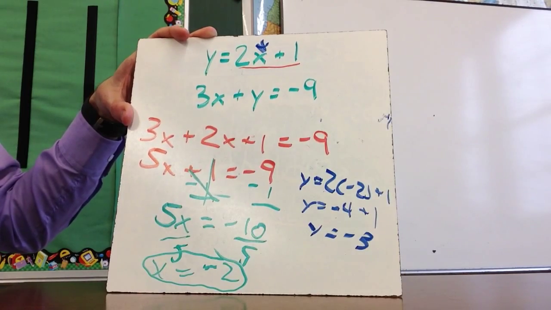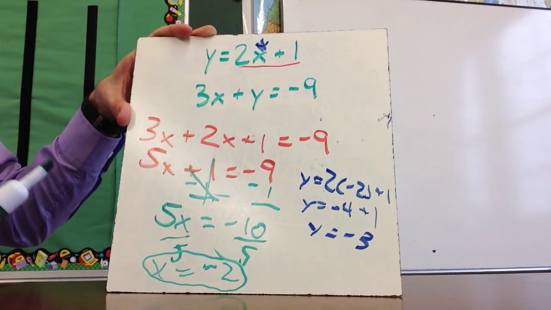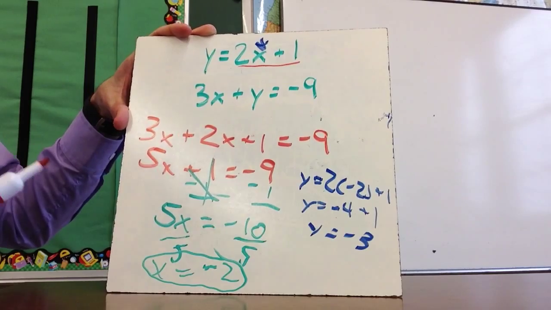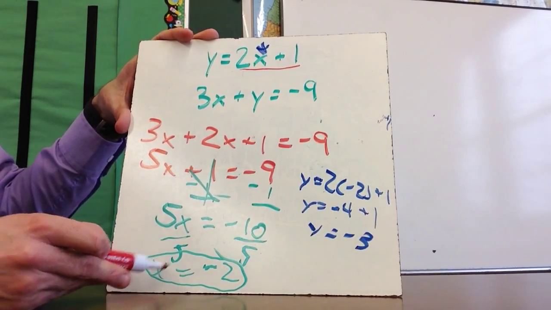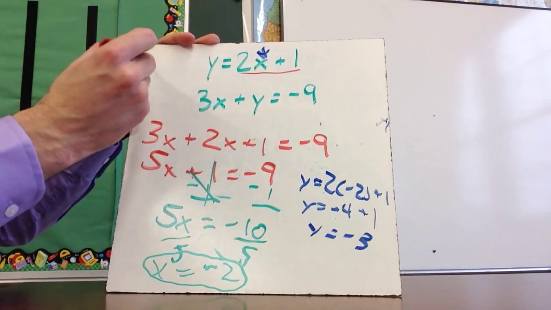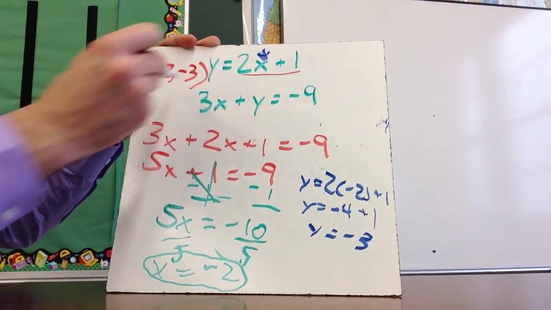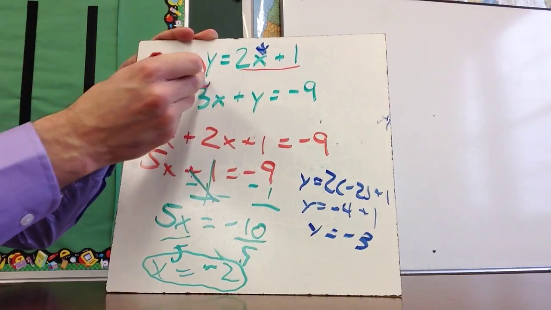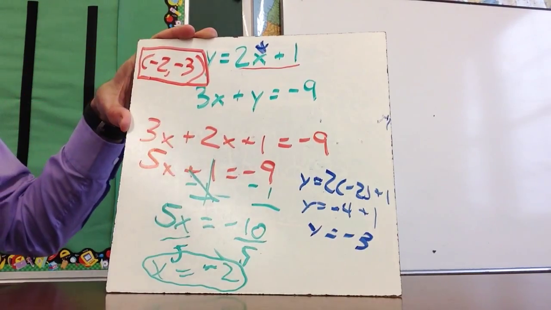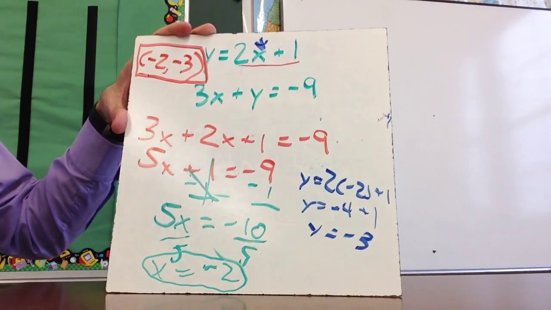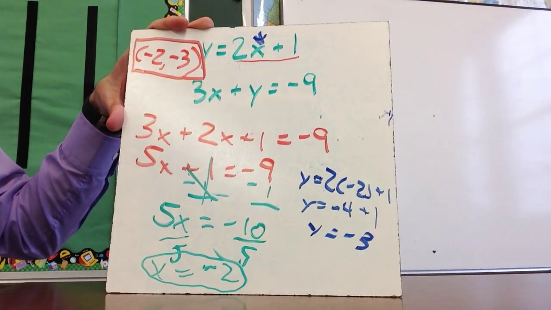I know my answer now, which means I need to write this in the form of a point on a graph because it's x comma y. So my answer to this is negative 2, because that's my x, comma negative 3. I want you to notice that it is not in fancy parentheses because it's not a set of numbers. It is in regular parentheses because it is a point on the graph.